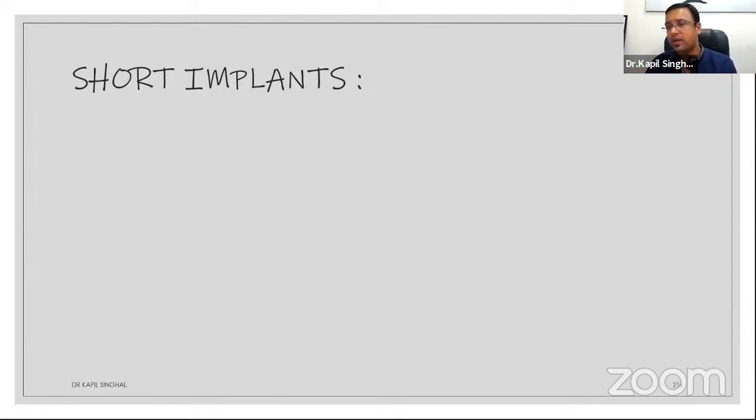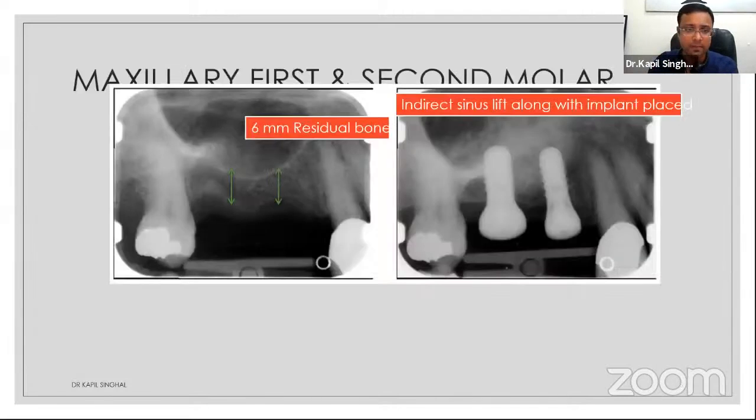But there are some important criteria while using a short implant. First of all, there should be no off-axis loads. You will never use a short implant for an implant supported bridge. You should use short implants for a single crown, meaning one implant, one crown. So I'll show you some cases of short implants.